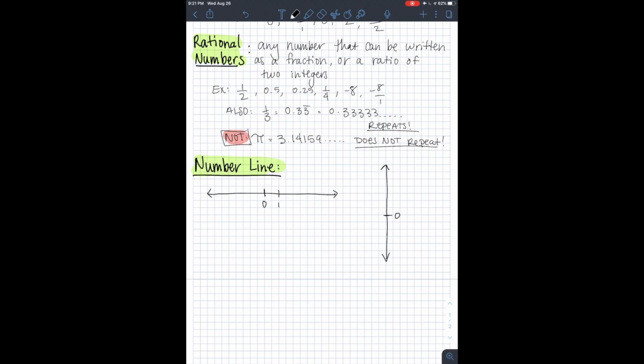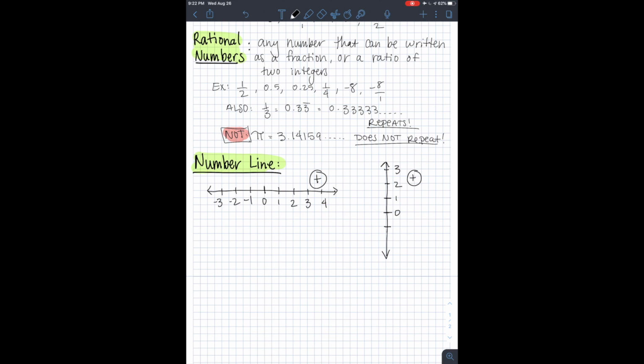And on a horizontal number line, as you go to the right of the 0, the numbers get larger. So all positive numbers are going to be to the right of the 0. So we've got 1, 2, 3, 4, on and on and on. Anything positive is going to be to the right of the 0 on a horizontal number line. And on a vertical number line, the positive numbers go up. Negative numbers on a horizontal number line are going to go to the left. And on a vertical number line, they're going to go down.